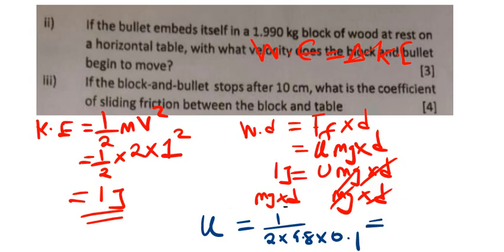Okay, then you just solve 1 over. Let me now multiply 2 multiplied by 9.8 multiplied by 0.1. I'm getting 1.96. So I'm now dividing 1 divided by 1.96. I'm getting 0.51. So this will be the coefficient of kinetic friction. Basically, this is how you solve this question.